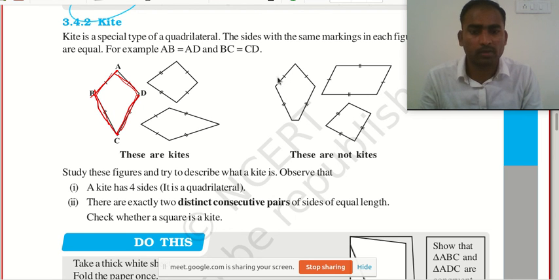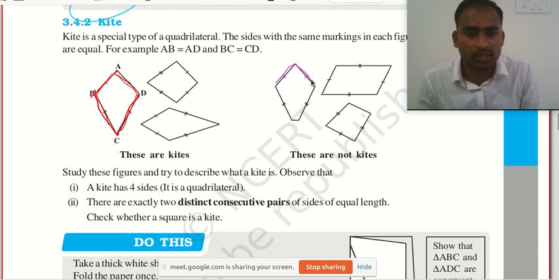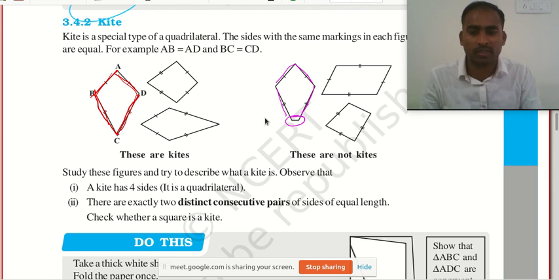The consecutive line segments have to be equal length. See here, this and this are equal length. This and this are equal length. But here we also have one more line segment, so it is not a kite. Here, this and this, and these three are equal sides. So this cannot be a kite.